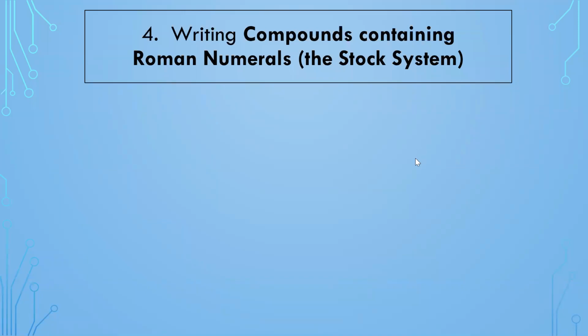So the last rule for chapter 7.2 is once again the stock system. Just like the prefix, this is going to be a little bit easier than it was in 7.1 because the Roman numerals will be in the names. So it won't be so much of a searching game. You will know to use this rule because there's a Roman numeral.